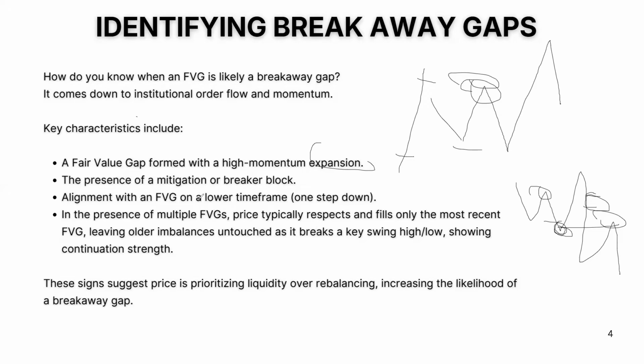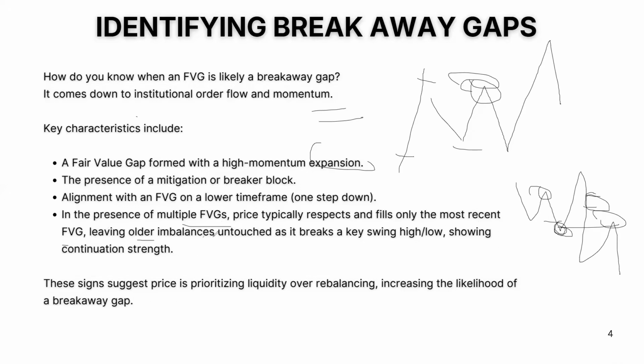Then the third is alignment with an FVG on a lower time frame. So let's say on a 3-minute time frame, there's an open gap, but if you go to a 1-minute time frame, that gap has been filled. The last is when there are multiple fair value gaps, but price typically respects and fills only the most recent fair value gap.